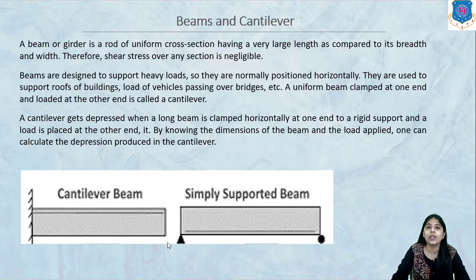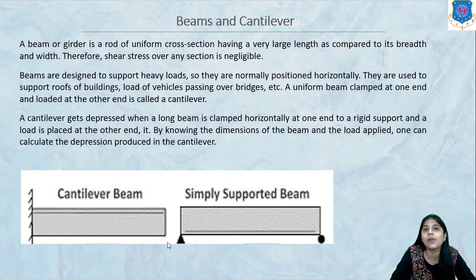Why is a beam used? They are used to support heavy loads, basically. They are used to support roofs of buildings and heavy loads of vehicles passing over bridges. They are normally positioned horizontally, and their length is very much larger as compared to their breadth and width. So shear stress over any section of the beam is negligible. So this is all about the introduction of beam and cantilever.